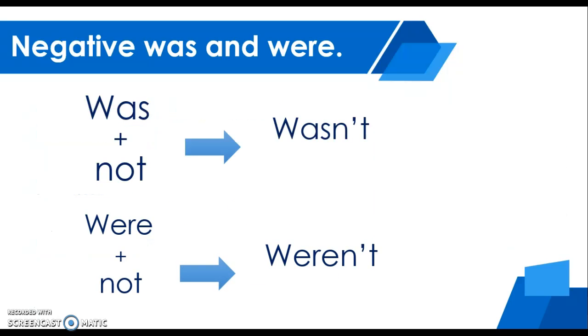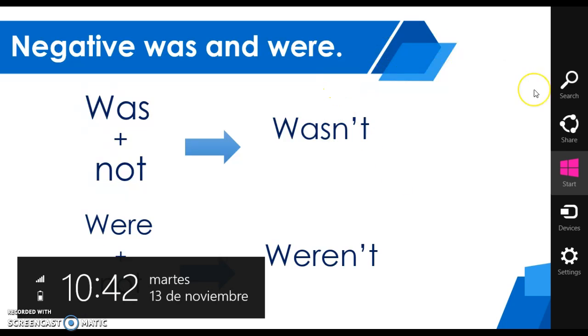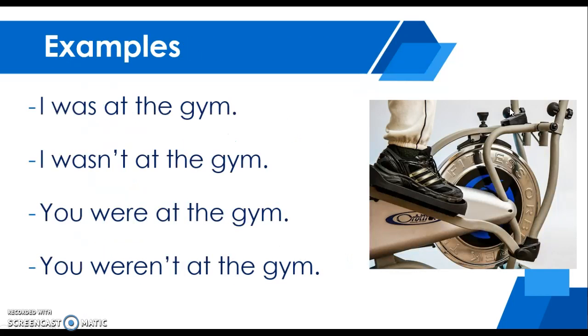Here we have some other negatives in past. For example, was not, the contraction would be wasn't. And were not, the contraction is weren't. Here are some examples. I was at the gym, I wasn't at the gym. You were at the gym, you weren't at the gym. Be careful with pronunciation. Remember that it is more common in spoken speech to use the contractions, not in writing. So we're going to use I was at the gym, and the negative would be I wasn't at the gym.